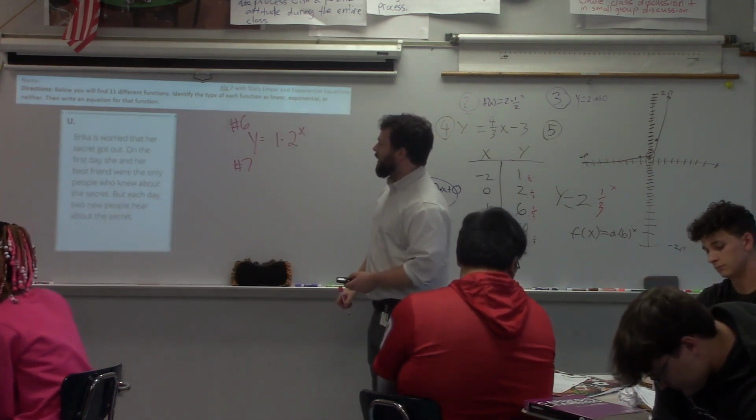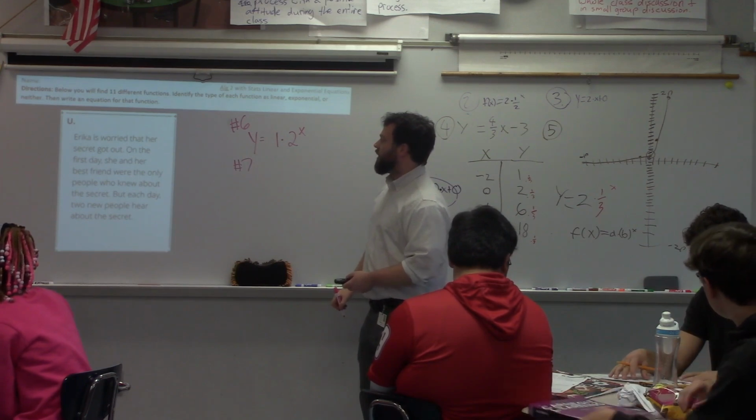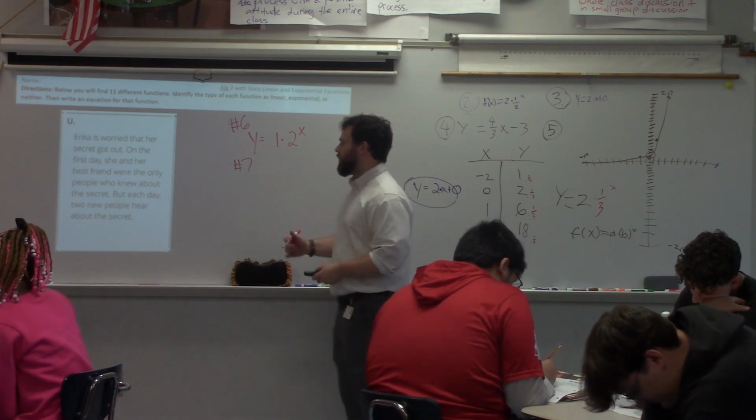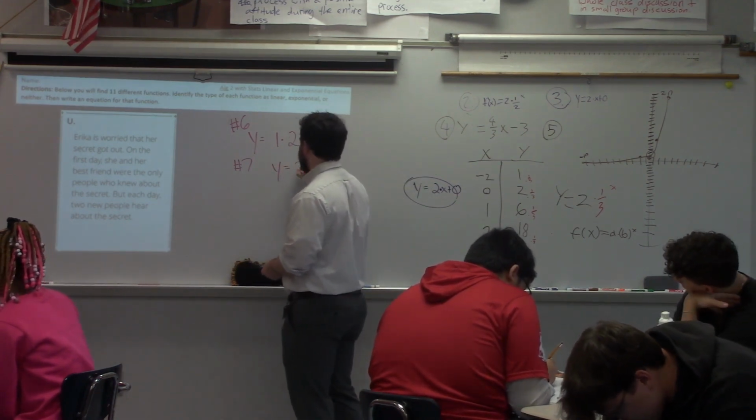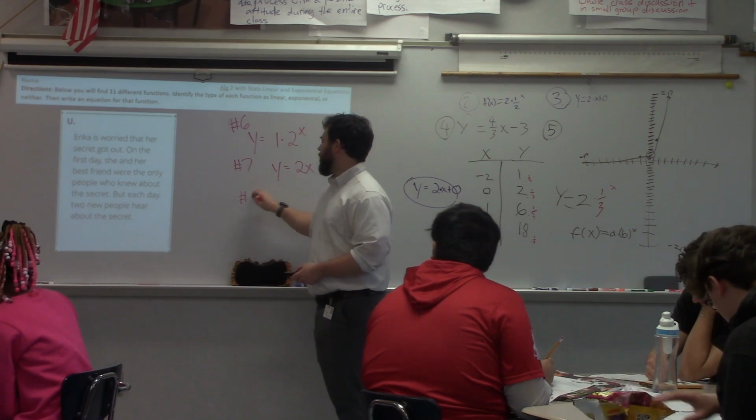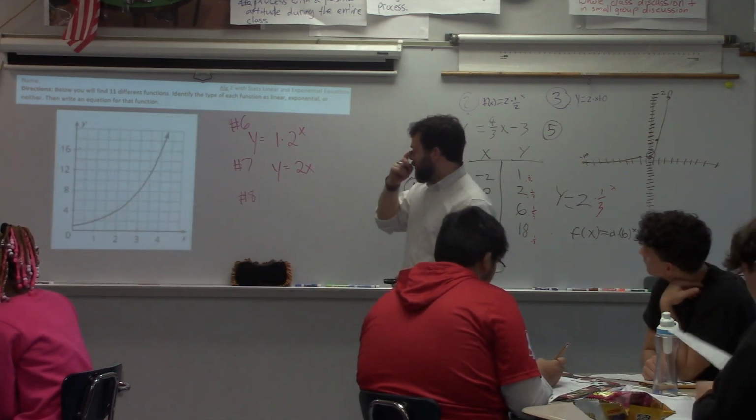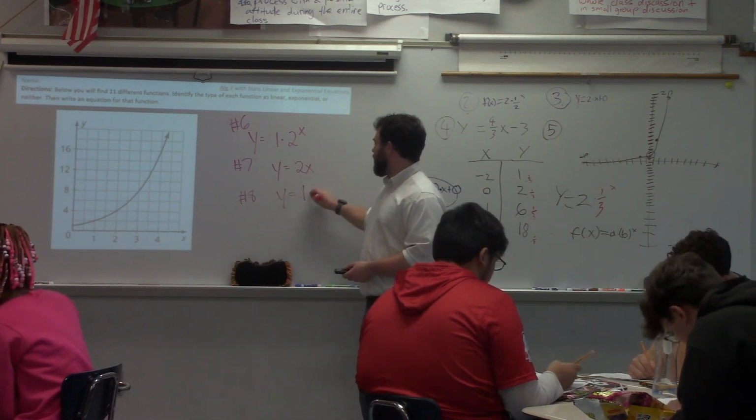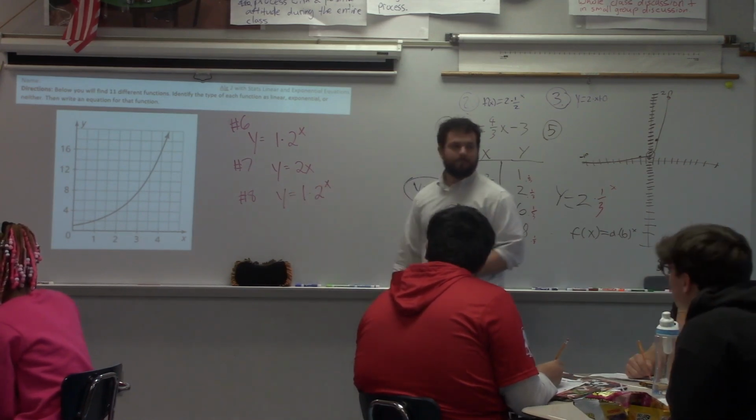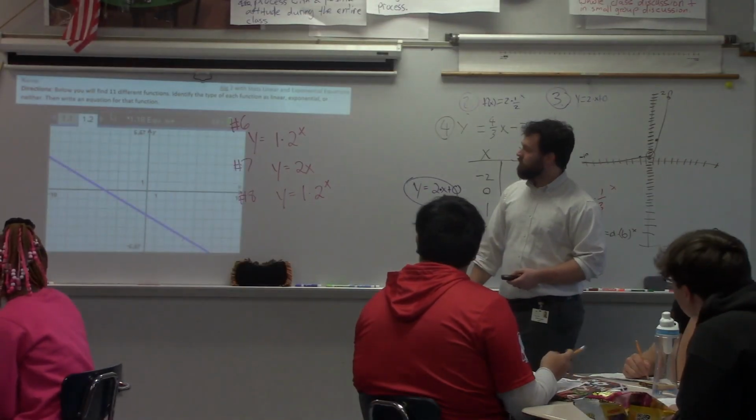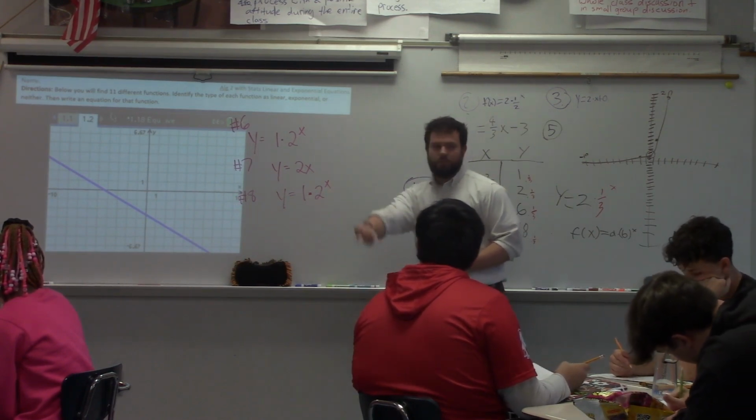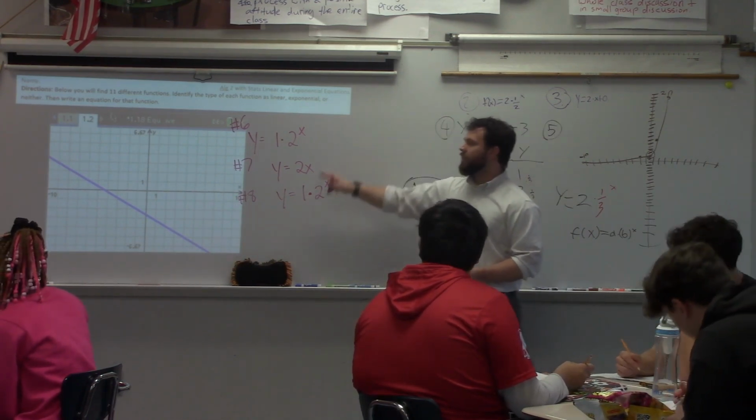Number 7, Erica's worried that her secret got out. She and her best friend were the only people who knew about the secret, but each day 2 new people hear about the secret. y is equal to 2x. Number 8. Here we have a graph. y is equal to 1 times 2 to the x. Oh, 2x for number 7, yes. We have a linear function.